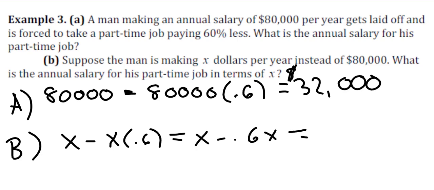Well, now we have like terms here. What's 1X minus 0.6X? 0.4X. So now we could easily calculate if his salary was different by plugging it in for X.